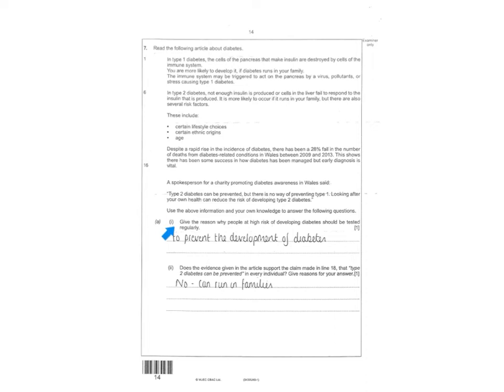Give reasons why people at high risk of developing diabetes should be tested, and it's to prevent the development of diabetes. Does the evidence given in the article support the claim made in line 18 that type 2 diabetes can be prevented? And the answer is no, because it states in the article that it's more likely because it runs in the family. So you could have the healthiest lifestyle, but if it runs in your family, you have more chance of developing it.